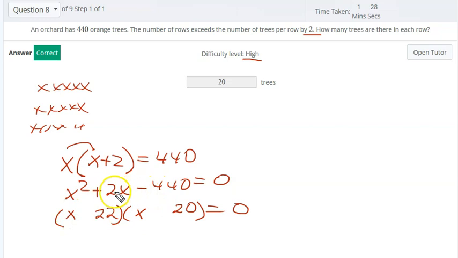So one is going to be plus the larger one. So this is the plus. This is the minus. Equate each of your factors to 0. So this is a negative 22. And this is a positive 20. So again, you can't have a negative number for anything. So the number of trees, this is what x is, 20. Okay? And the number of rows, if they asked that, would have been 22, adding 2 to this one.